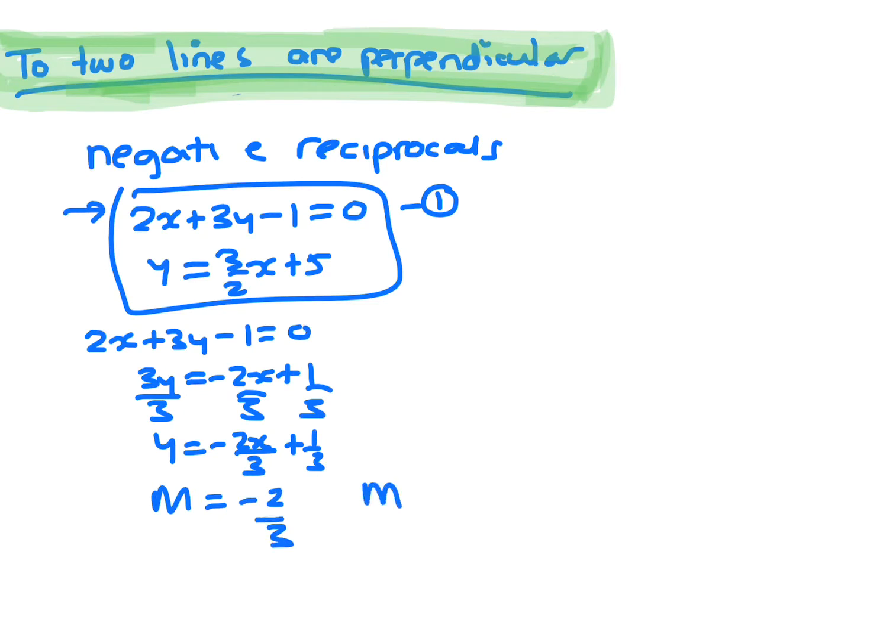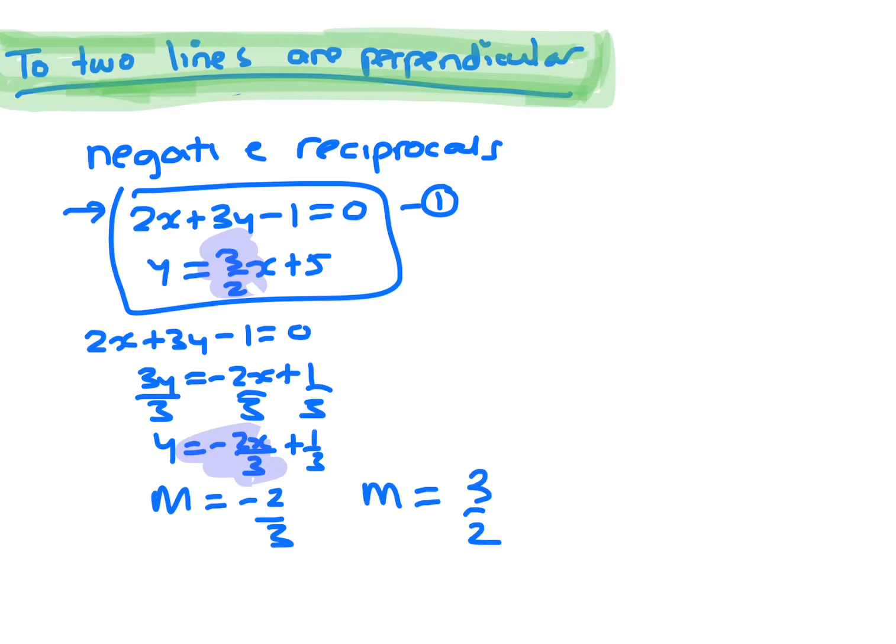The gradient of the other line is 3 on 2. So if you look at the other one, it is 3 on 2. See the 3 on 2 in front? And the gradient of this line is minus 2 on 3.